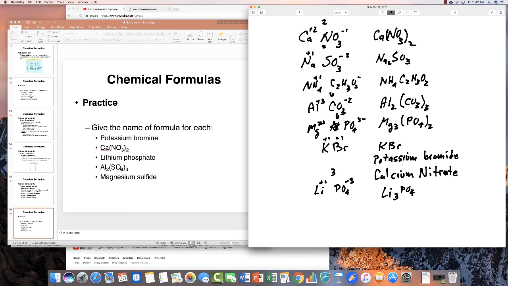This is another polyatomic ion. This is aluminum combined with the sulfate, so it's aluminum sulfate. And then lastly, magnesium sulfide is magnesium and sulfur. This is +2, this is -2. 2 is the least common multiple, so it's going to be Mg, 2 goes into 2 one time. S, 2 goes into 2 one time. Don't write the 1. I shouldn't have written that. So it's MgS.